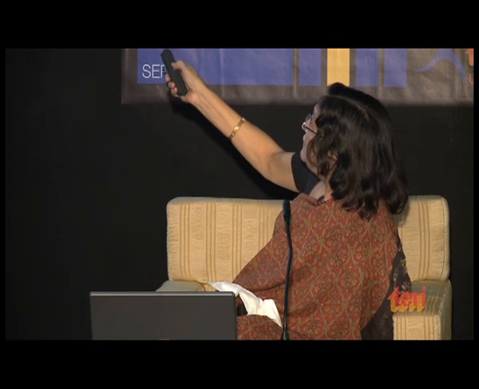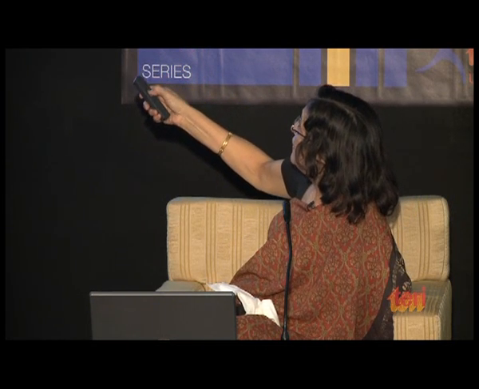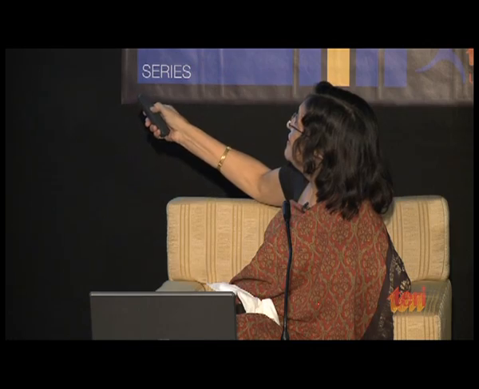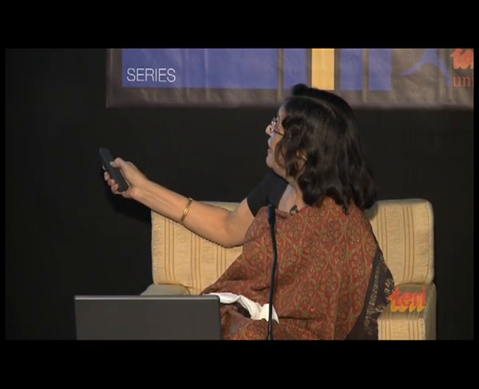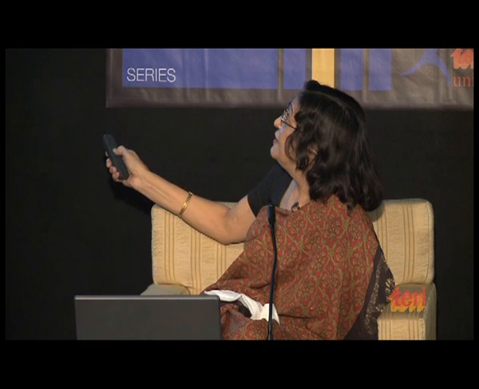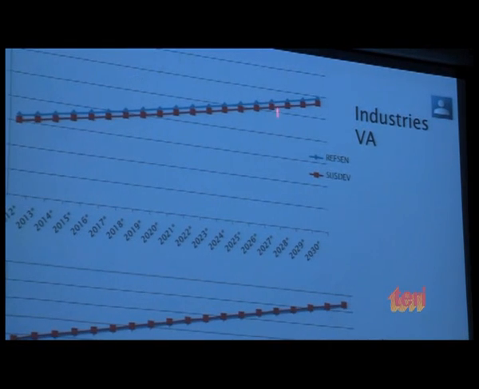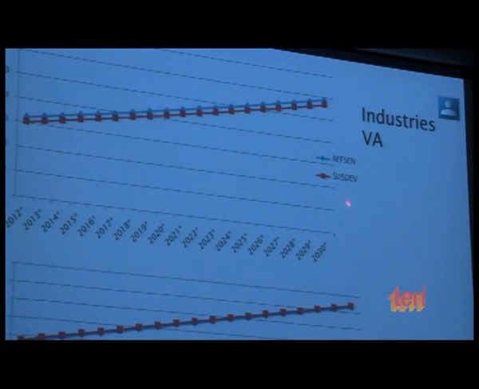Value added by industries goes down. The reference scenario is higher than sustainable development. So obviously the Himachal Pradesh that you are thinking of in 2030 will have less of industry. The red one is below the blue one. This is your sustainable development and that is the reference scenario.